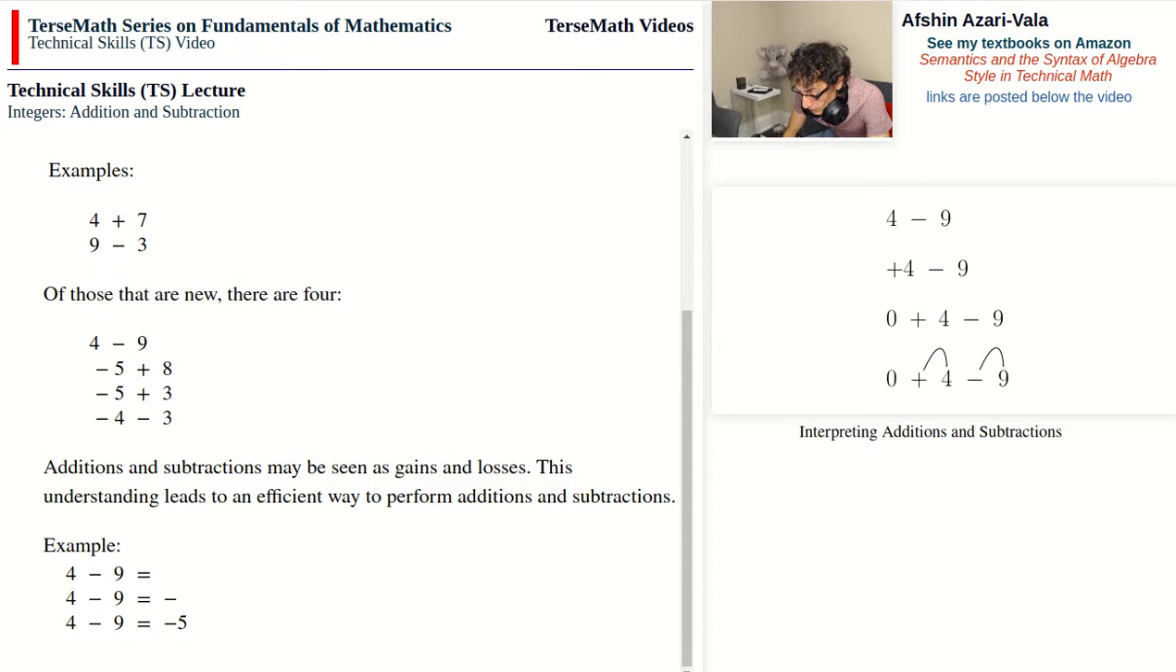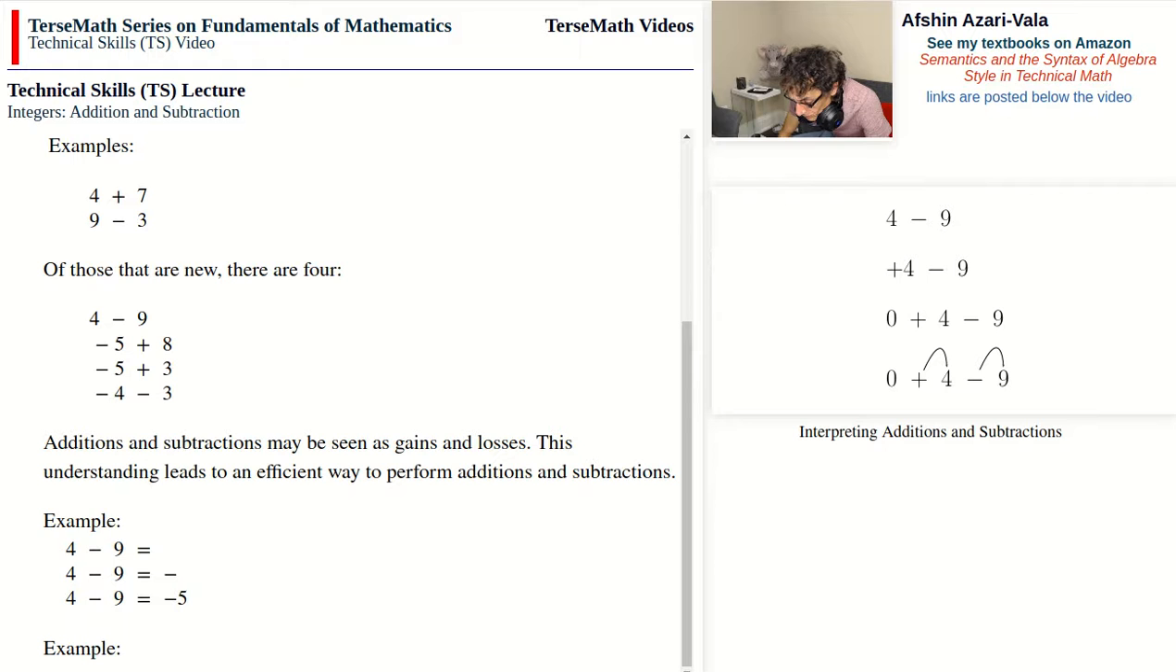So we work out the sign and then we work out the size of the answer. The sign is negative, again because the gain is smaller than the loss, and because we are seeking the difference between the gain and the loss, we subtract 9 minus 4 to get the size of it, which is 5.